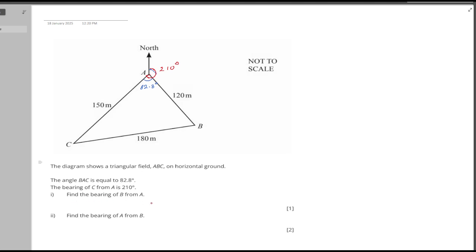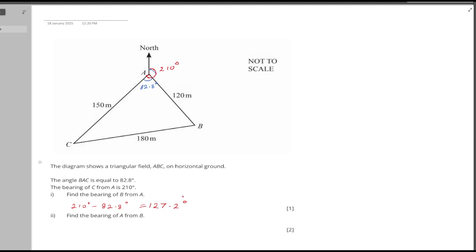It's quite simple. Bearing of B from A. So it is 210 degree minus 82.8 degree. So 210 minus 82.8 is 127.2. So this is 127.2 degree. Okay, now I discussed with you that bearing should be in 3-digit format, but 3-digit format is for integers. So after decimal we can write 1 digit. So 127.2 is the bearing of B from A.